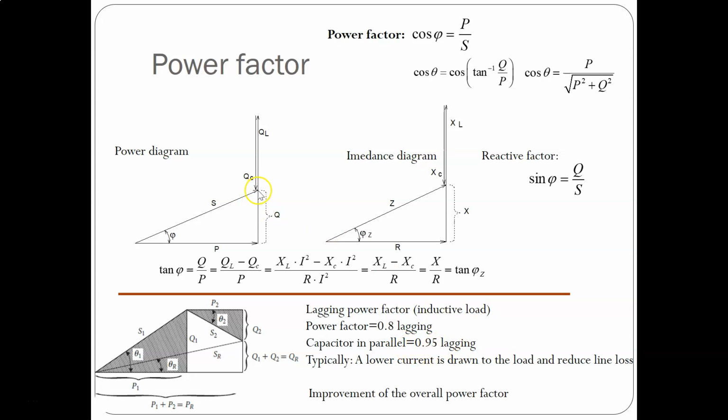So that means that this vector will come closer to this vector, and we have a reduction of this angle here. So typically lower current is drawn by the load, and that will of course reduce the line loss of the system.